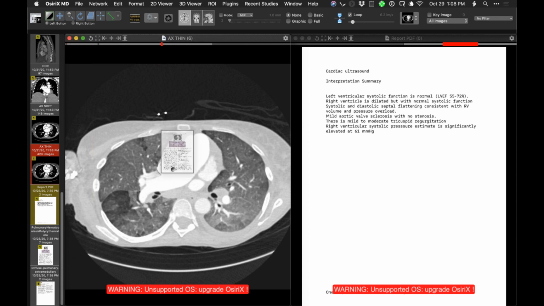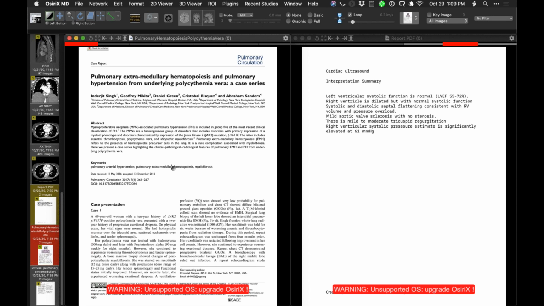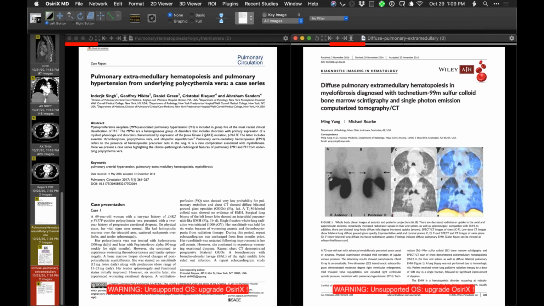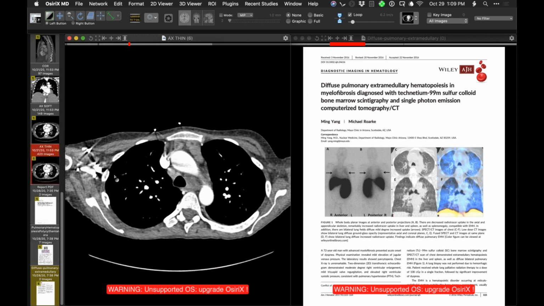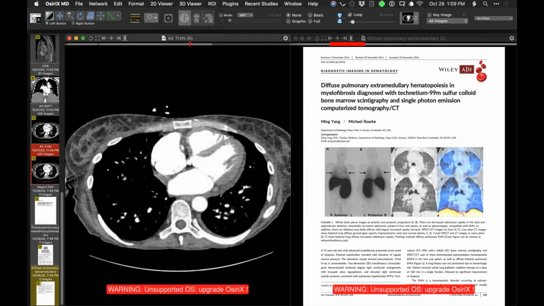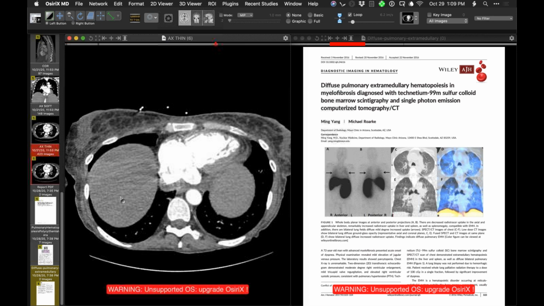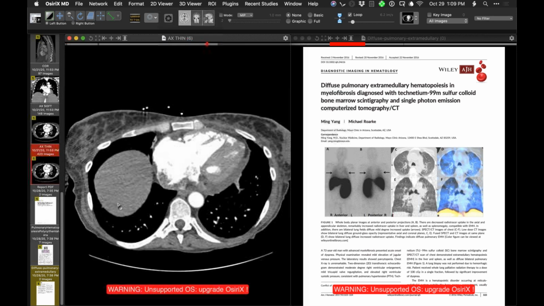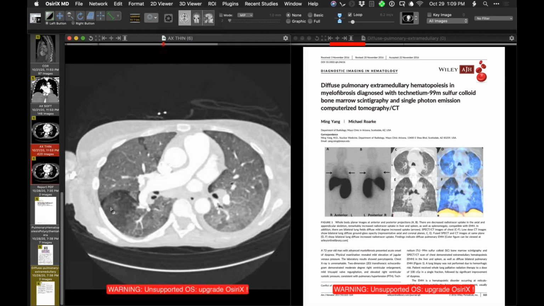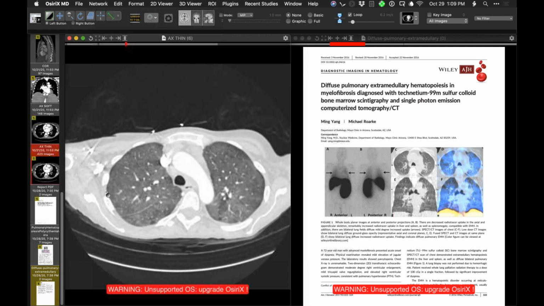If you want some articles to read, here's a really nice one. And here's a nice one that also talks about the possibility of doing a sulfur colloid scan to show uptake in the lungs. So this is group 5 pulmonary hypertension, but a dramatic case of what I'm pretty confident is present, which is diffuse pulmonary hematopoiesis. So we've shown a couple in the context of at least myelofibrosis. I've shown one, I know Travis has shown one, and the findings are pretty much exactly what you see here, to a greater or lesser extent.